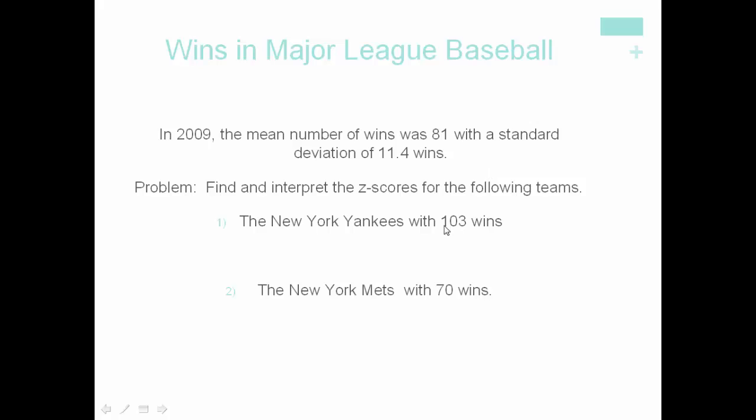So to do that, we would simply take the score 103 minus the mean 81 divided by the standard deviation 11.4. We could do the same with the New York Mets. Take 70, the score, number of wins, minus the mean number of wins, 81, divided by 11.4, our standard deviation.